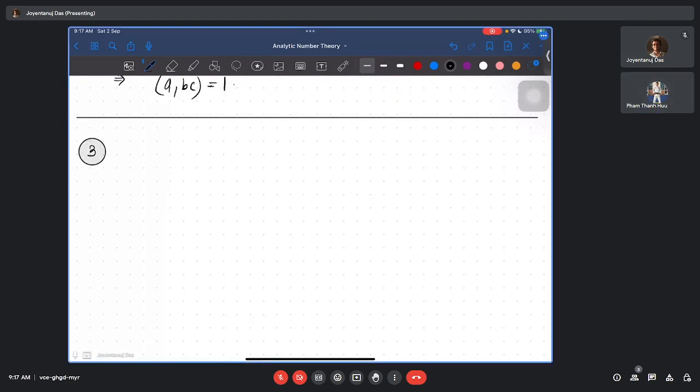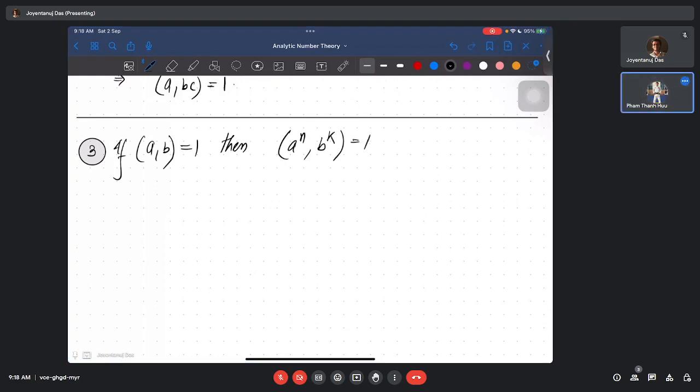So suppose the GCD of A and B is one. Then A power n and B power k, that is also one, for all n, k greater than or equal to one.